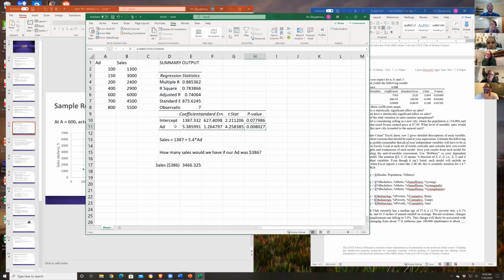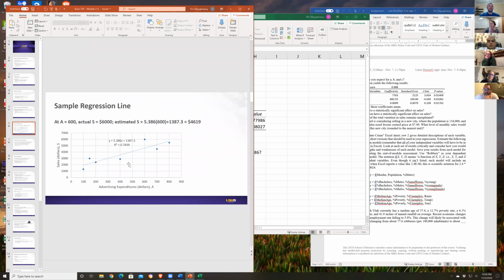When we say that a coefficient is statistically significant, that doesn't mean that advertising is an important determinant of sales. What it just means is that, as I said, Excel is trying to come up with a line to fit through this data, which means it's trying to come up with an intercept and a slope coefficient, this 5.4 value. And what I want to know is, how much confidence should I have in this estimated line's ability to predict sales if I give it a value of A?